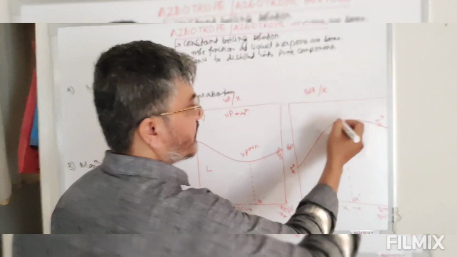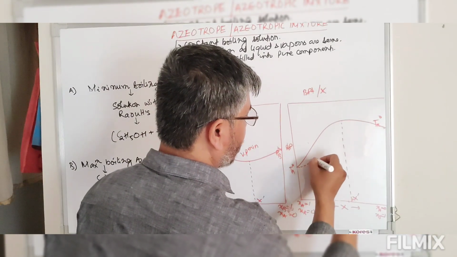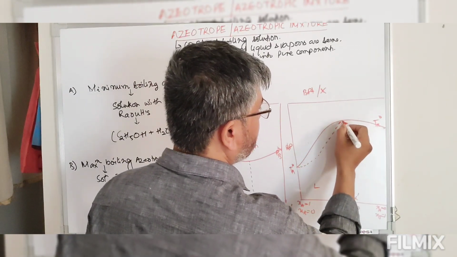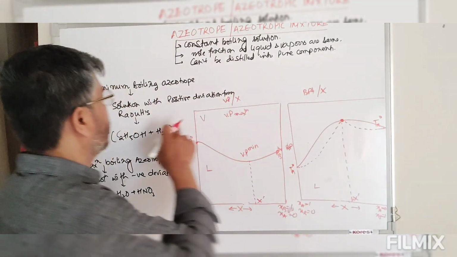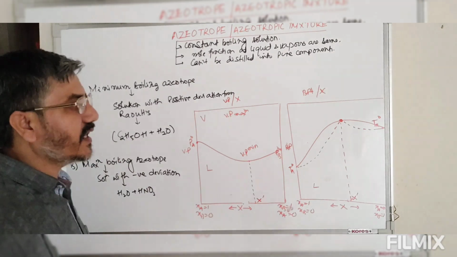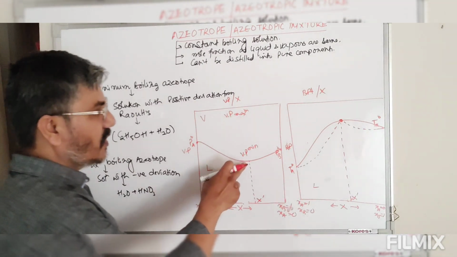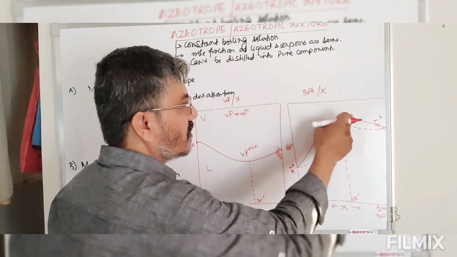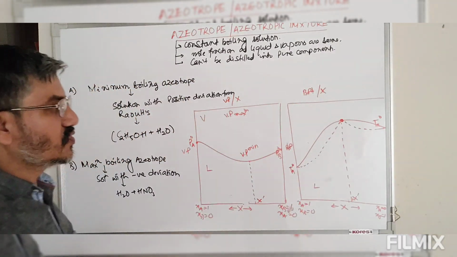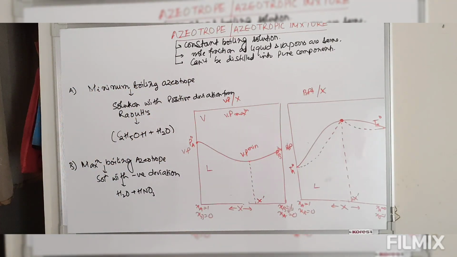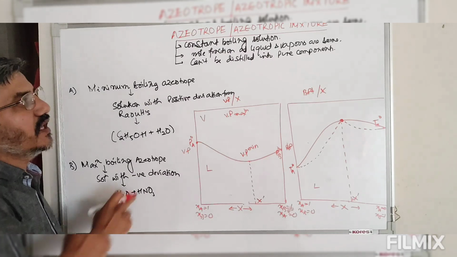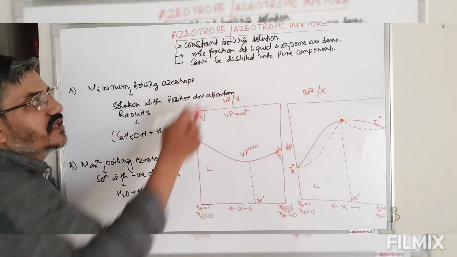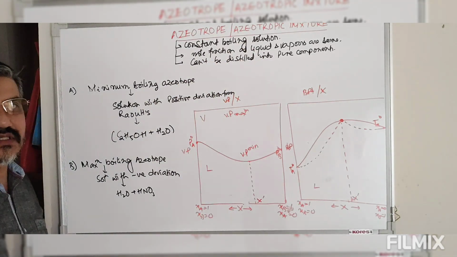At this point, separation of the components is not possible. This particular point is known as maximum boiling azeotrope. Since the vapor pressure is minimum, the boiling point will be maximum. So this is the graph which represents the azeotrope. So we have to remember what an azeotropic mixture is: a solution with constant boiling temperature, at which the mole fractions in liquid and vapor are the same, and which cannot be further distilled.